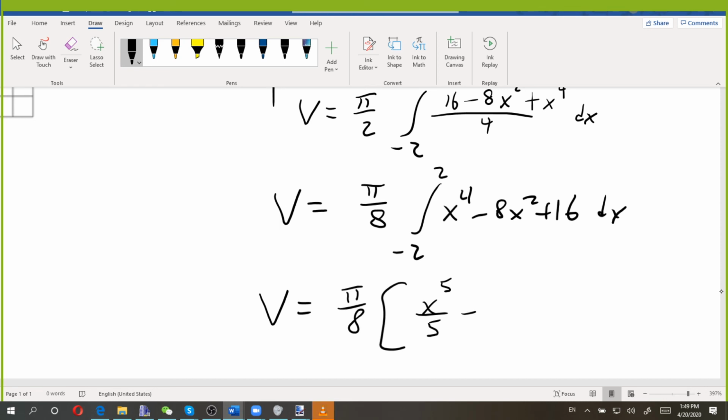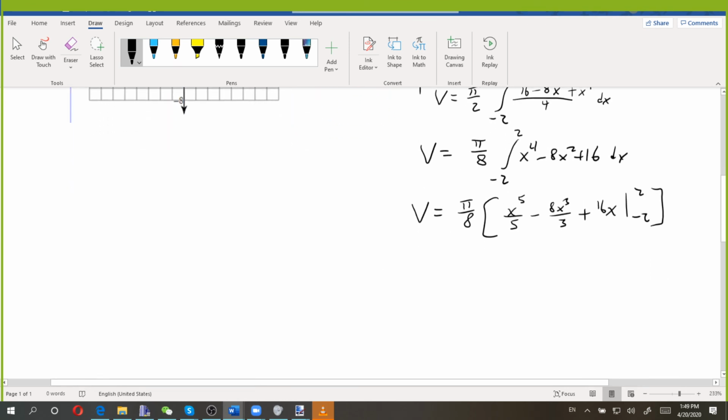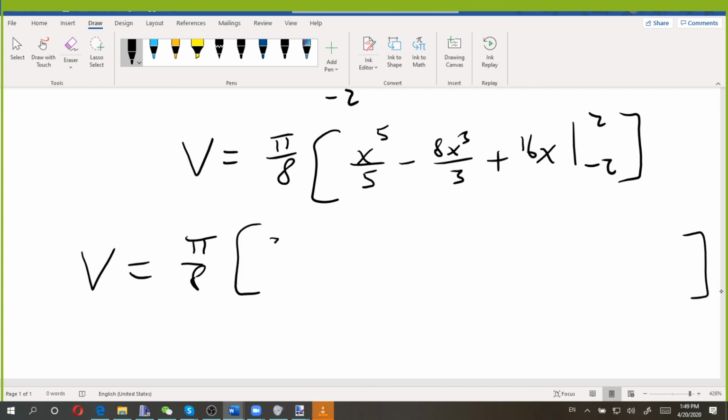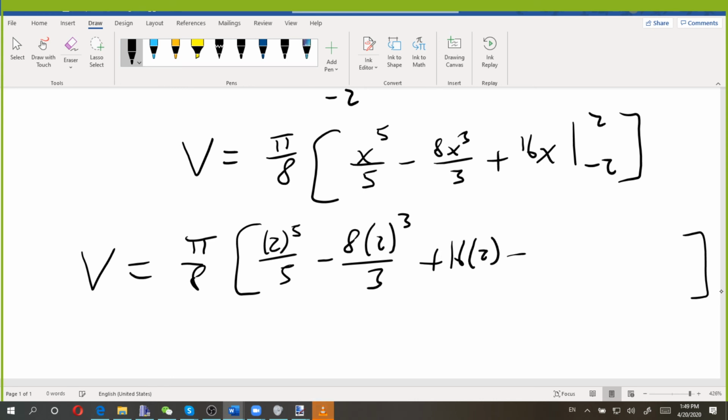Okay, x to the fifth over 5 minus, 4x2, no, 8x cubed over 3, okay, 8x cubed over 3 plus 16x. And we're going from negative 2 to 2. So then we'll need to plug in our upper bound and subtract our lower bound. So that gives us 2 to the fifth power over 5 minus 8 times 2 cubed over 3 plus 16 by 2 minus all of our lower bound.